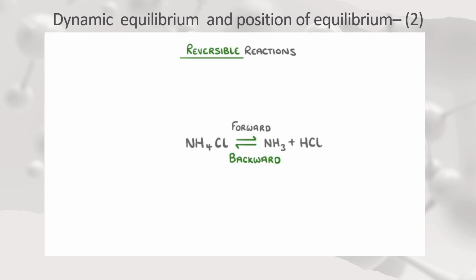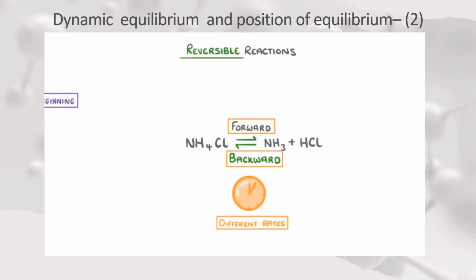Now, the important thing to understand is that the forward and backward reactions can take place at different rates. At the beginning of the reaction, there'll be loads of ammonium chloride, but no ammonia or hydrogen chloride. So the forward reaction will be really fast, but the backward reaction won't have started yet. As the reactants turn into products though, the forward reaction will slow down and the backward reaction will speed up.